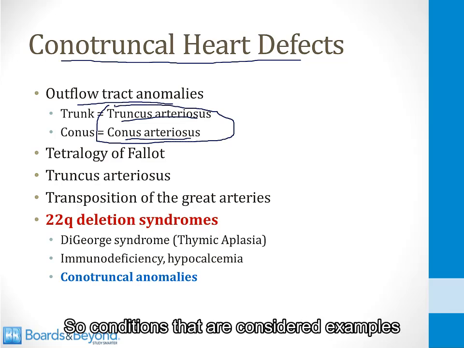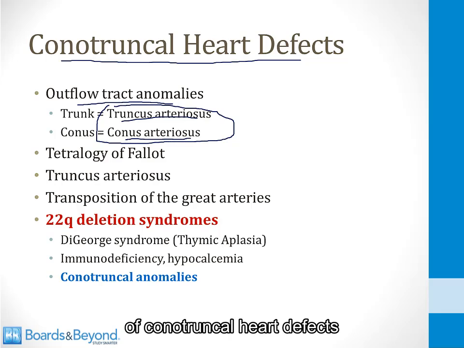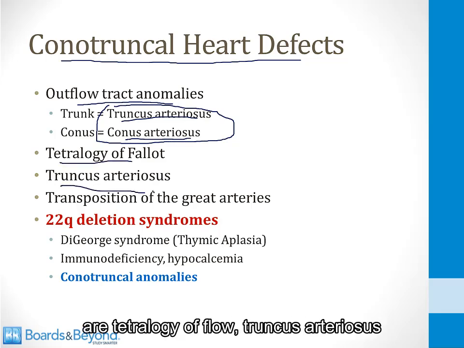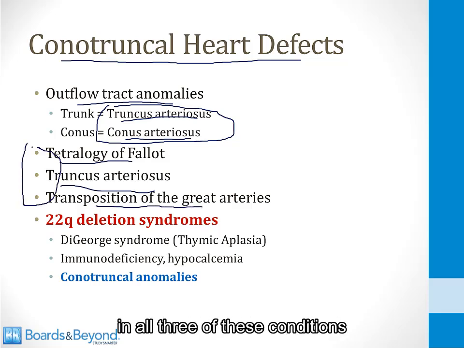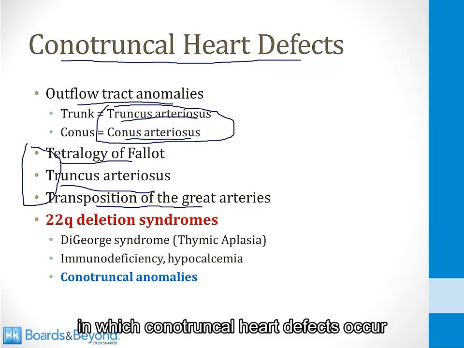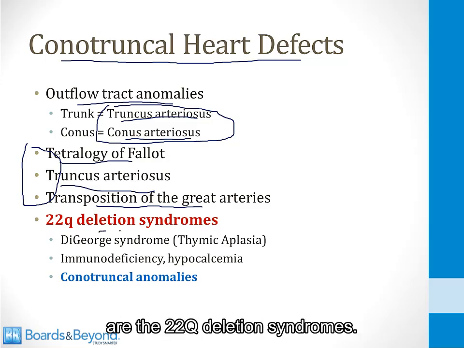So conditions that are considered examples of conotruncal heart defects are tetralogy of Fallot, truncus arteriosus, and transposition of the great arteries. In all three of these conditions, there are problems with the outflow from the right and left ventricles. And the classic condition in which conotruncal heart defects occur are the 22q deletion syndromes.